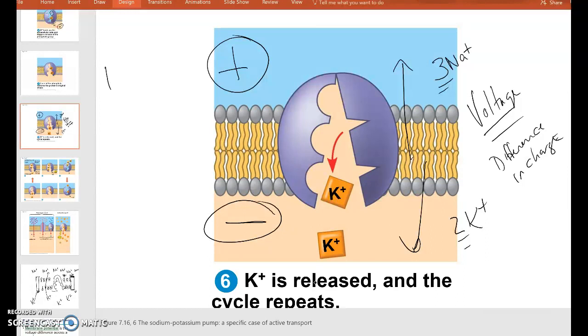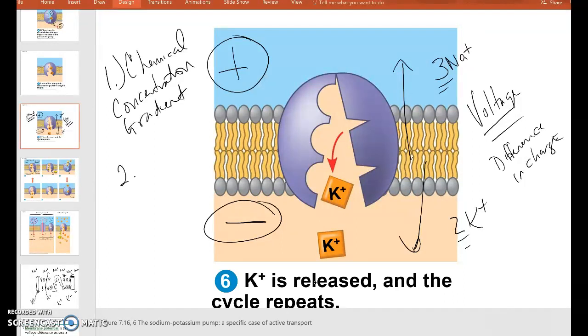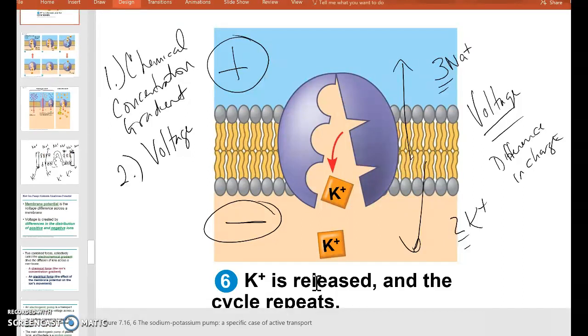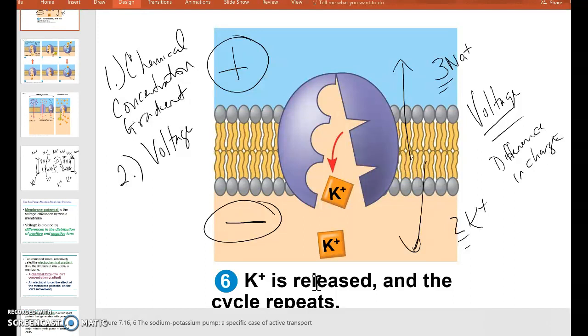Number 1, we have a chemical concentration gradient. And number 2, we have a voltage. So when you put those 2 things together, what we end up with is an electrochemical gradient.